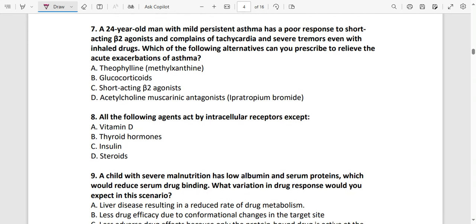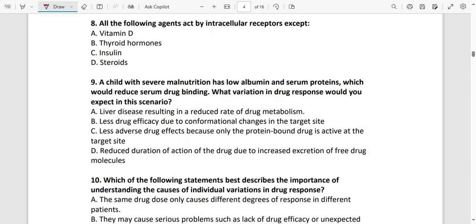A 24-year-old man with mild persistent asthma has poor response to short... Oh, we have already answered this. It was repeated. All the following agents act by intracellular receptor except: vitamin D, thyroid hormone, insulin, steroid hormone. Anyone that can help with this one? Which one doesn't act by intracellular receptors?